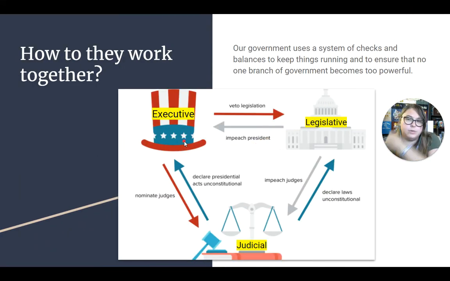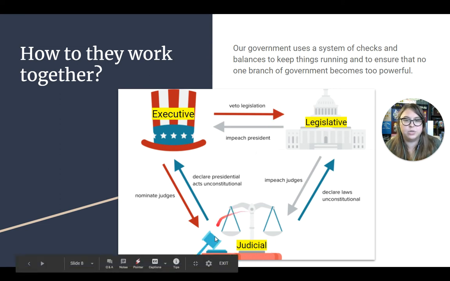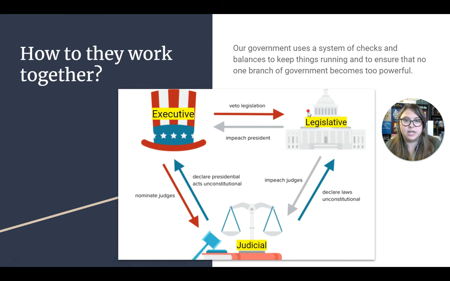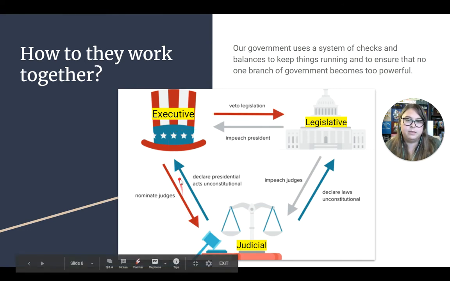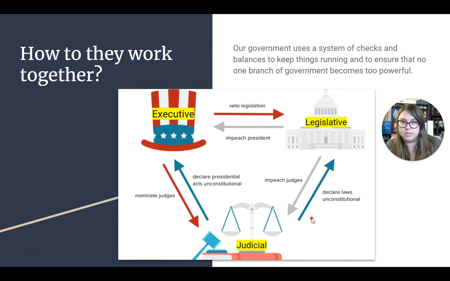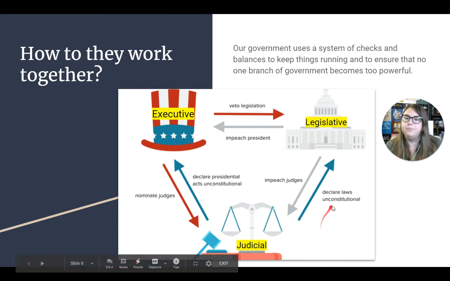When we talk about our three branches, remember that we have the executive, the legislative, and the judicial. We have our three branches of government here. And if you notice on this diagram, we have a lot of arrows going to and from each of our branches of government. These represent the system of checks and balances that are in place to make sure that one branch of government doesn't become too powerful. So let's talk about that legislative branch for a minute.